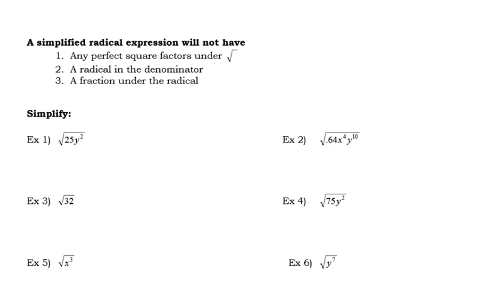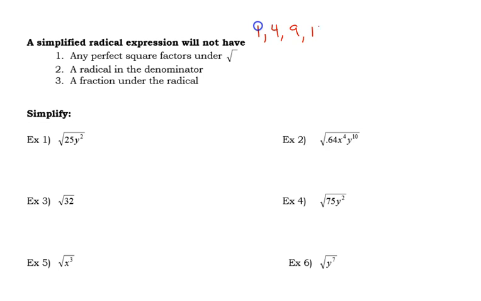Okay, now we'll take a look at the next page where we're actually going to do some more simplifying. In order to simplify radicals, you need to be very, very, very comfortable with your perfect squares. 1 times 1 is 1, so 1 is a perfect square. 2 times 2 is 4, so 4 is a perfect square. 3 times 3 is 9, so 9 is a perfect square.